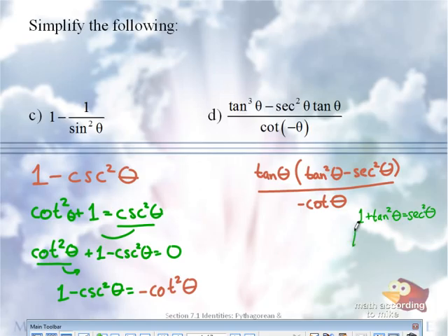Tangent squared theta minus secant squared theta equals negative 1. Very good. Bring the secant squared to the left and the 1 to the right, both by subtraction. That stuff in parentheses right there is the same thing as -1. Questions on the -1?